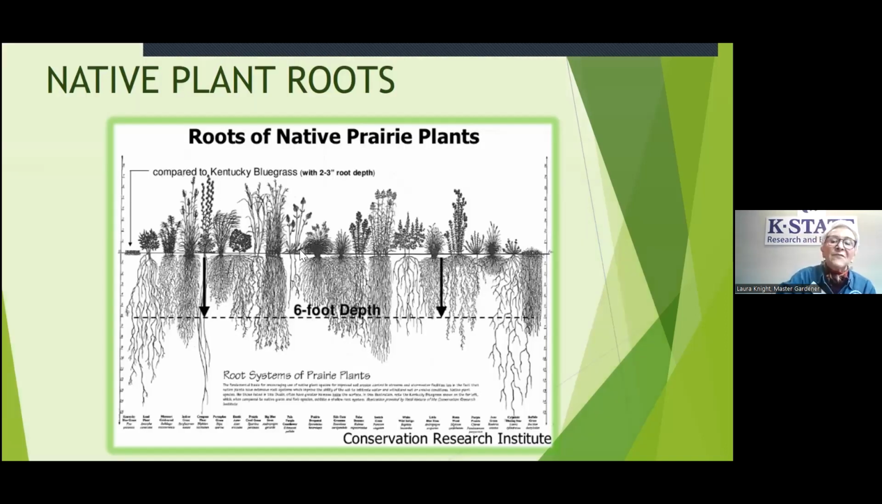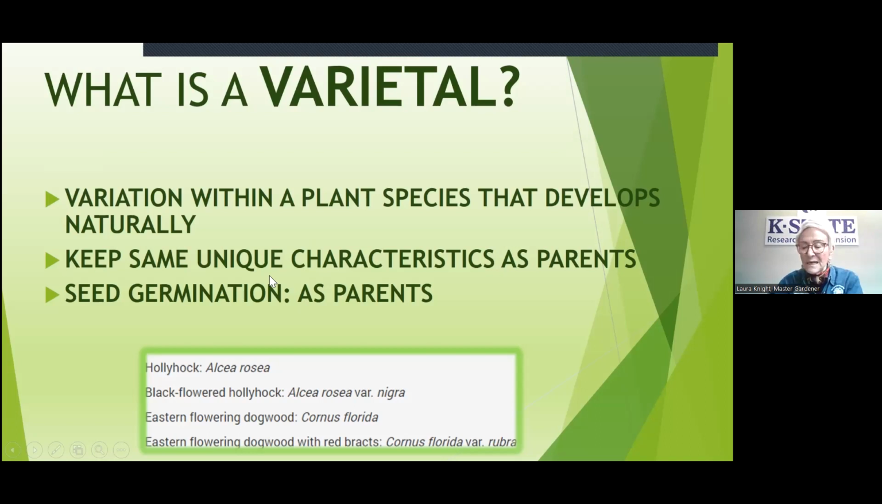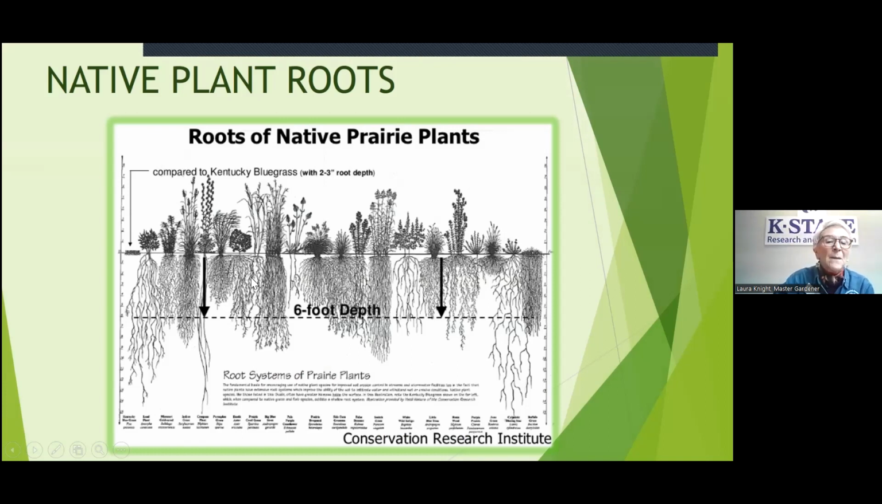And this is a very, very important diagram, because if you don't learn anything today, learn one thing here. These are our grasses. This is what we have done to the front of our houses. Fescue, bluegrass, whatever, 2 to 3 inches deep. They're not doing very much for our soil.